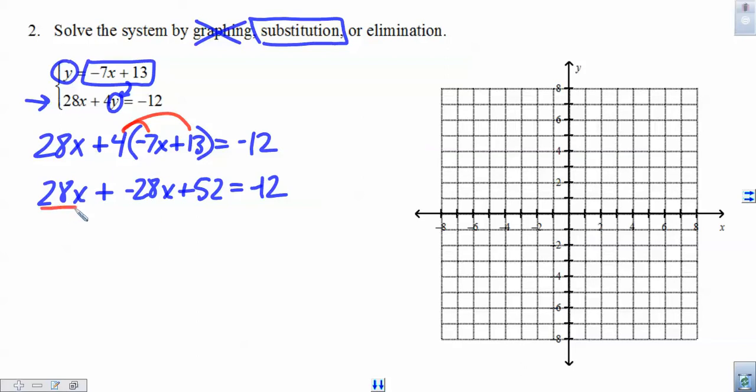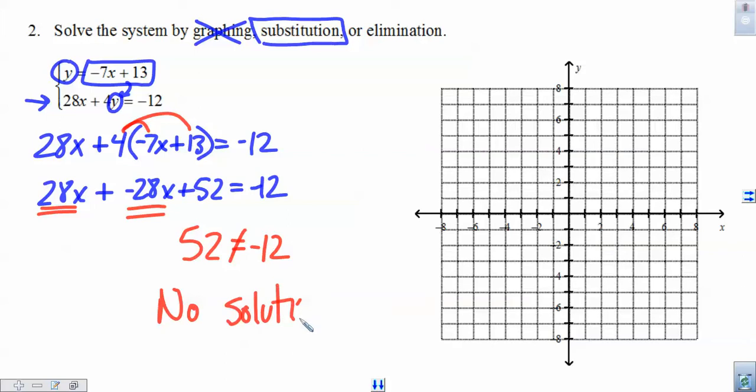Punch number 2, combining the like terms. What do you notice here? That's going to make 0x, and we know that 0 times anything is just 0. So we have 0 here, 52 is all that's left, equals -12. So if all this turned out to be just this, which are clearly two numbers that aren't equal to each other, then we have no solution.